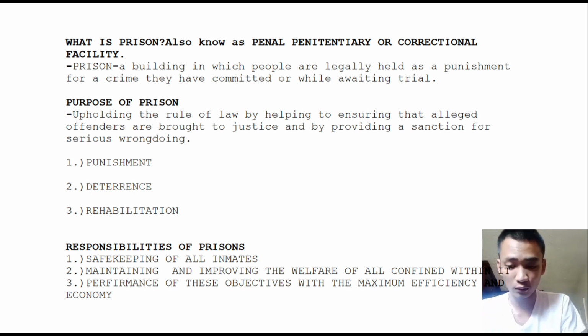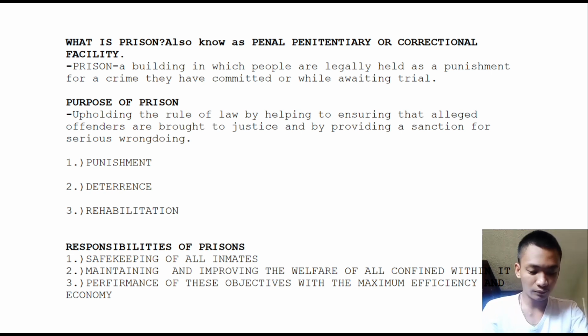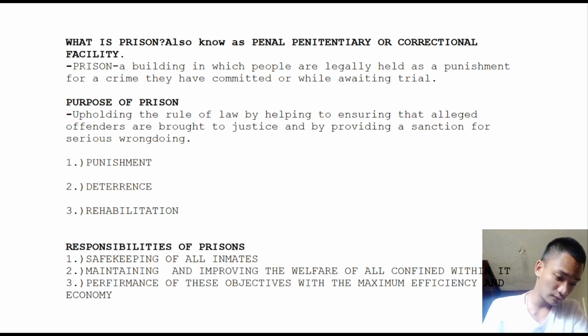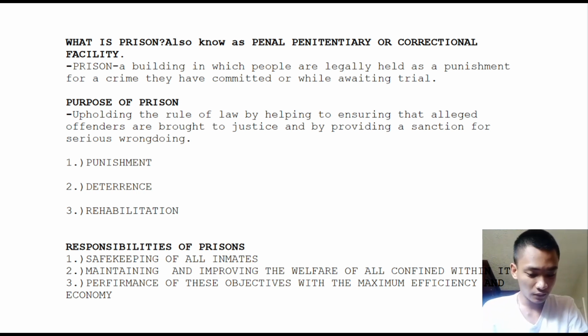Okay? Okay na tayo sa what is prison. Lipat tayo sa purpose of prison. Ano nga ba ang purpose of prison? Purpose of prison, upholding the rules of the law by helping the, okay? What is purpose of the prison? Again, upholding the rules of the law by helping to ensure that alleged offenders are brought to justice by providing a sanction for serious wrongdoing.